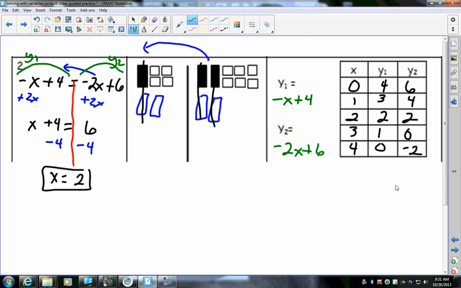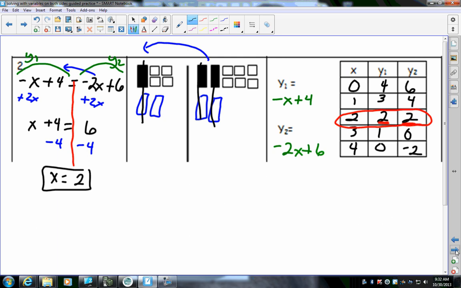Okay. Again, I want to see you circle where the solution is. I need to see that on your paper. The solution is where y1 and y2 are the same. It just happens in this one that the x number is 2 as well. That's a coincidence.